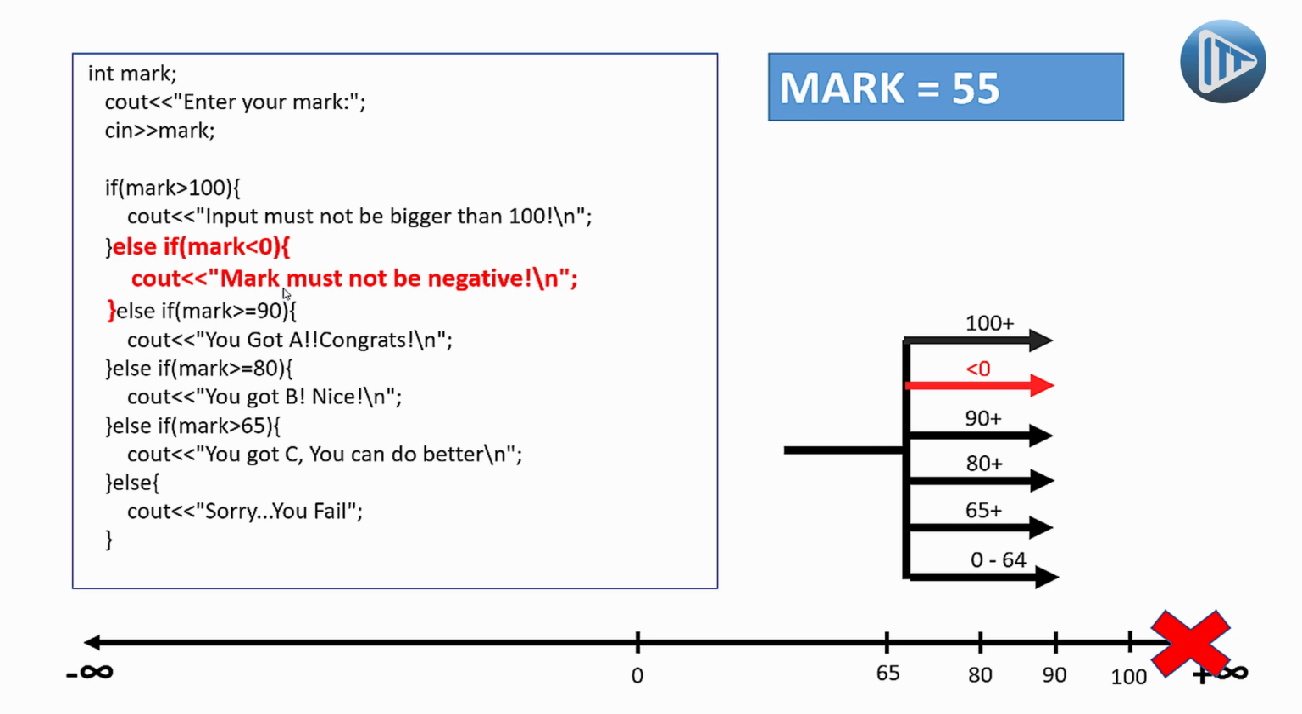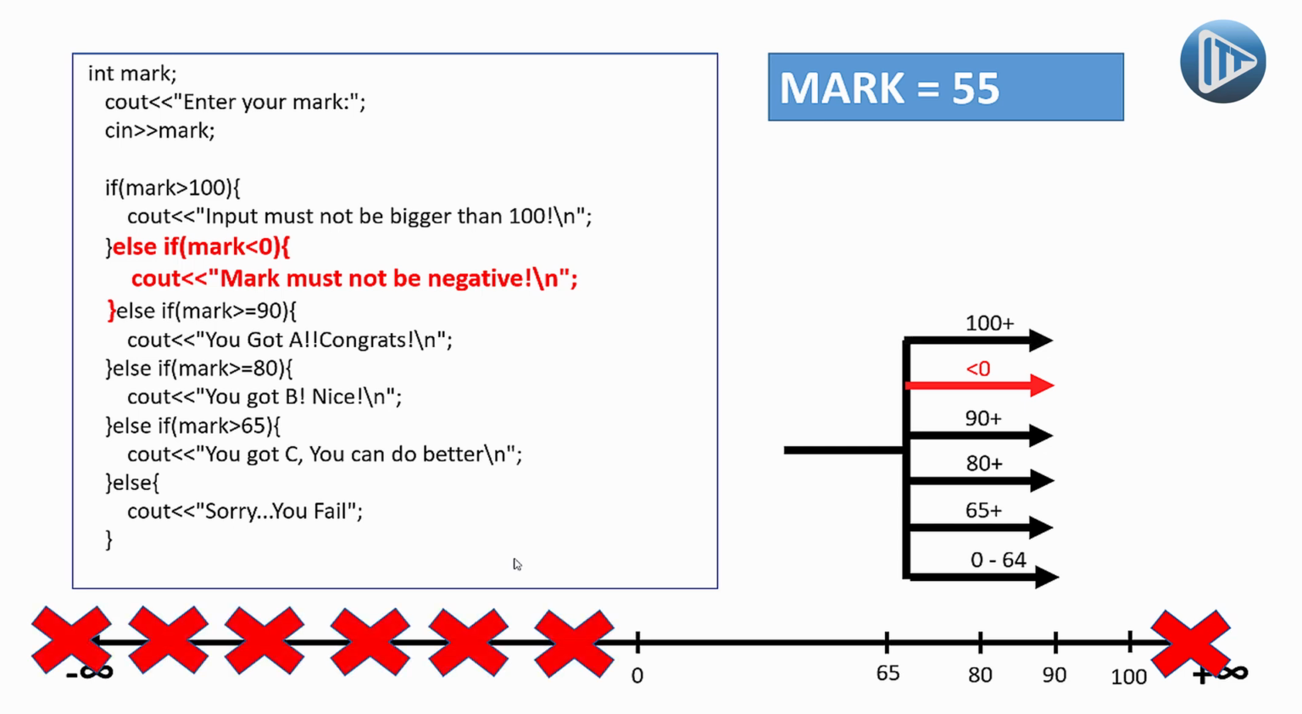Otherwise, if the user entered a number that doesn't exceed 100 or is not less than 0, in this case, we know that our user entered a mark between 0 and 100 only, and anything else like bigger than 100 or less than 0 is not what they entered because we already checked that in the first and the second root.